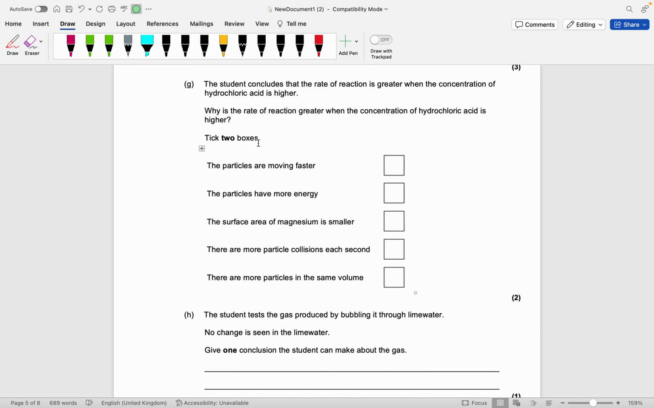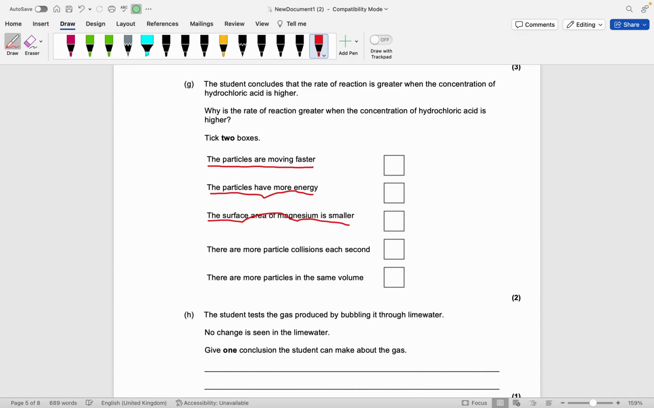So it says tick 2 boxes, the particles are moving faster. Well, we're not messing with the temperature, so the particles are not moving faster. If the temperature was increased, the particles would be moving faster and that would increase the rate of reaction, but we're not talking about temperature, we're talking about concentration. The particles have more energy. No, the particles don't have more energy. They have the same amount of energy, we've just got more particles. The surface area of the magnesium is smaller. No, we've not messed about with the surface area. We've just talked about the concentration, meaning more particles in a given volume.